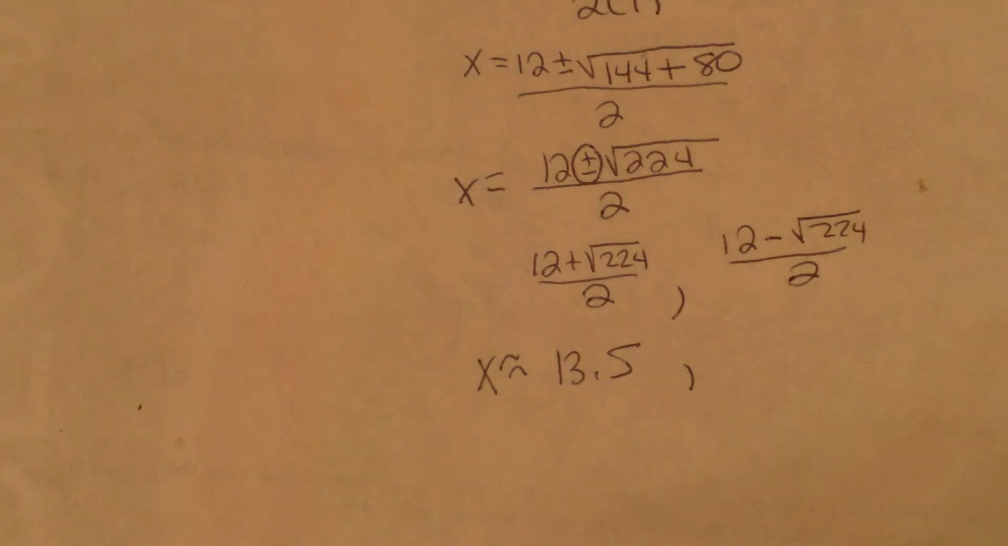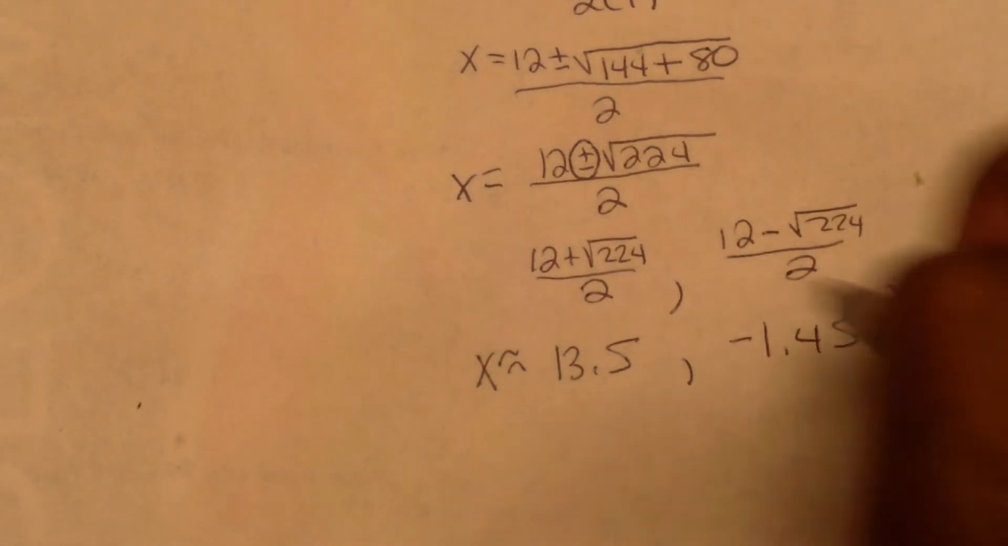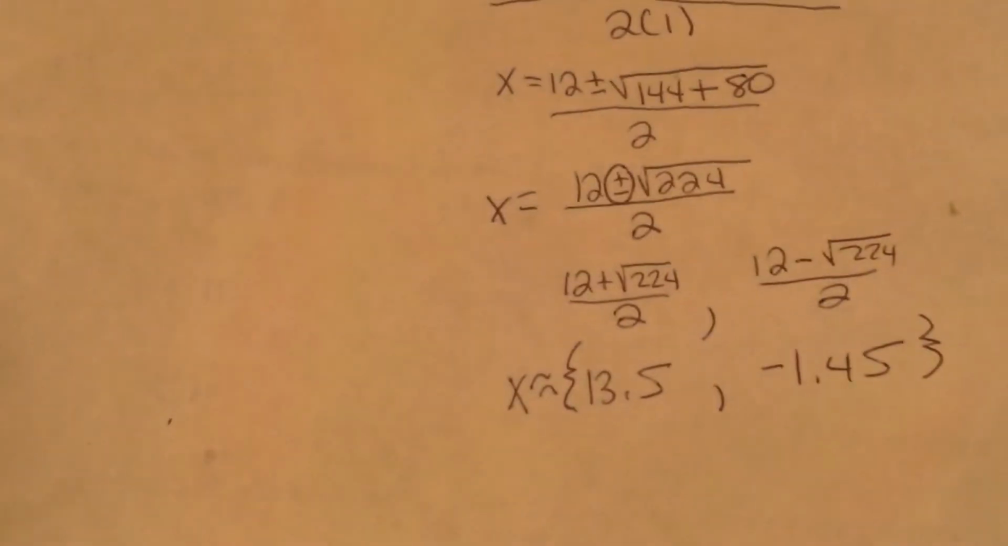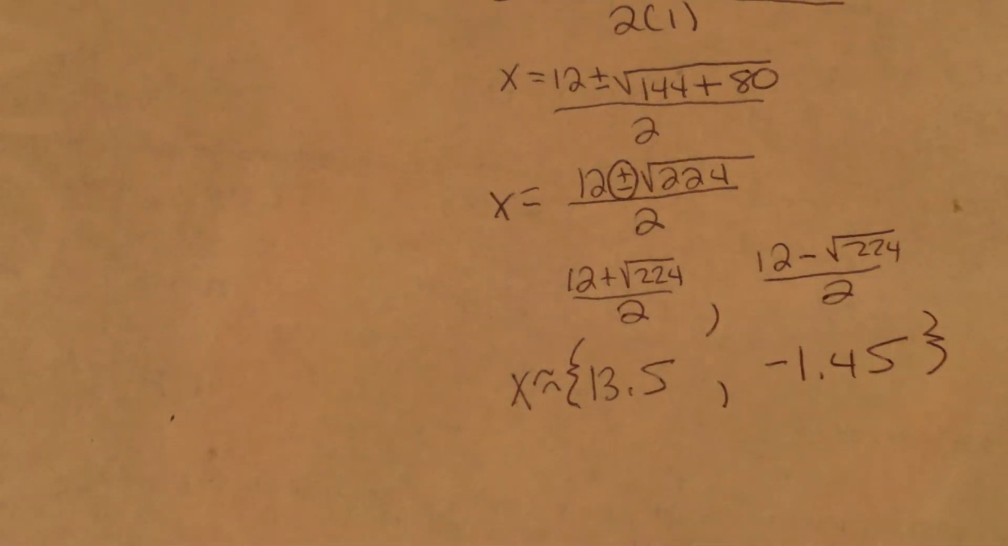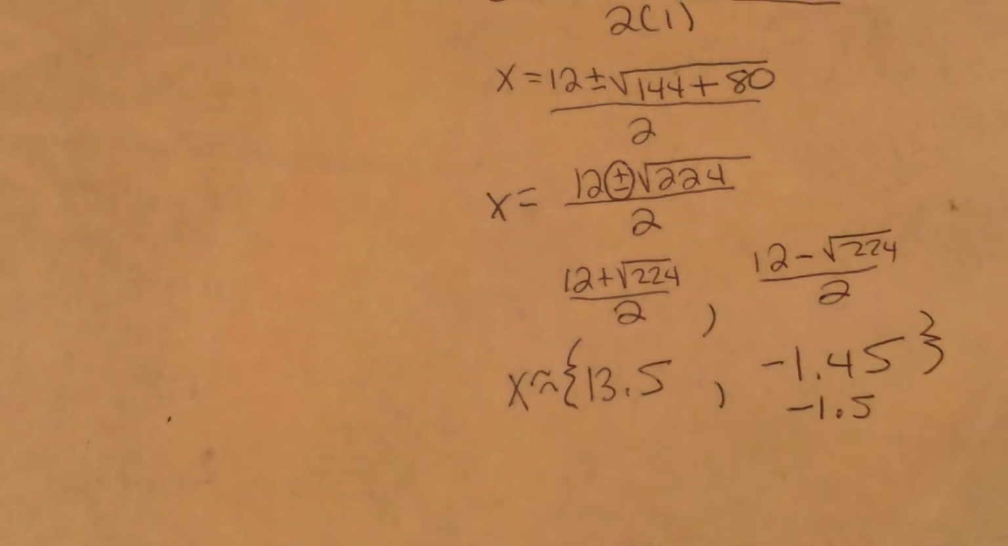12 minus 14.9 divided by 2, and so I'm getting negative 1.45. Now keep in mind, mine might slightly be off because I'm using my calculator, and so those are our approximate zeros. And I just said round to the nearest tenth, so that'd be negative 1.5. Sorry, I'm tired. You'll get it, I'm sure.